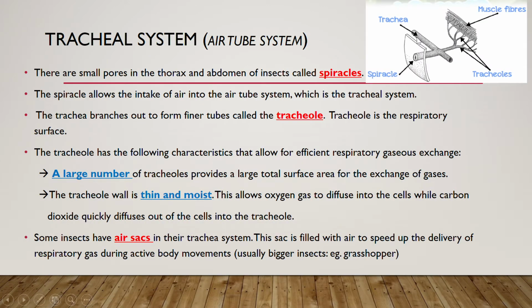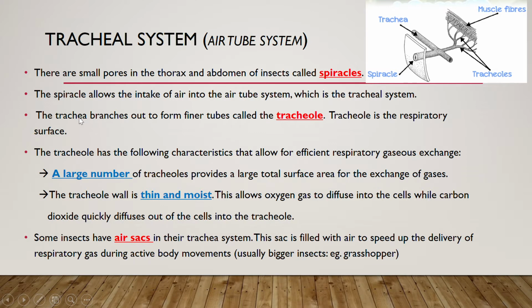Okay, so another picture here for you to look at the tracheal system, or we call it the air tube system, right? The spiracle just now. What is the spiracle? They are the small pores in the thorax and abdomen of insects. So you call them spiracles, like the holes at the side of the body, abdomen. So the function is to allow air to go in, okay, the intake of air into the air tube system, which is the tracheal system.